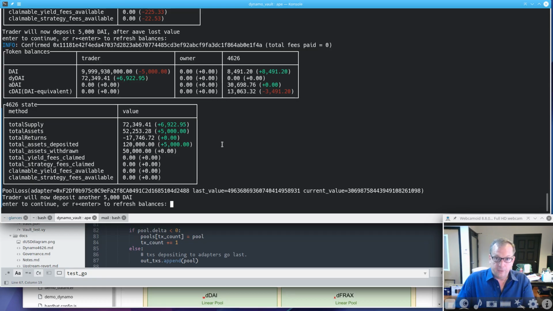So now the trader is going to put in another 5,000 now that we've already seen this. What's happened is that the Aave adapter, even though before the strategy was 3 to 1, the new value is going to be 0 to 1 for Aave to Compound. And so the next transaction will cause everything to rebalance so that all of the funds should be moved into Compound.